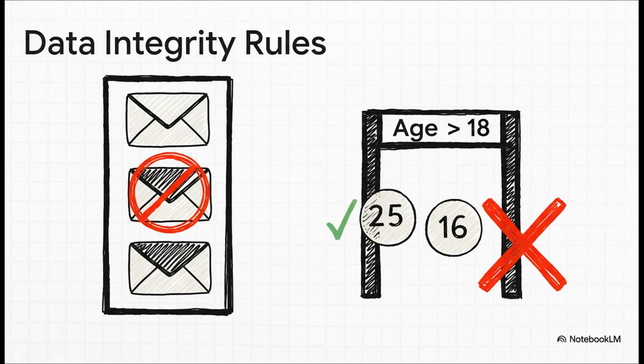And we can get even more clever with our rules. The unique constraint is great for things like email addresses. It ensures every single value in that column is different. And the check constraint lets you create your own custom rule, like telling the database, hey, whatever number goes in this age column, it has to be greater than or equal to 18.